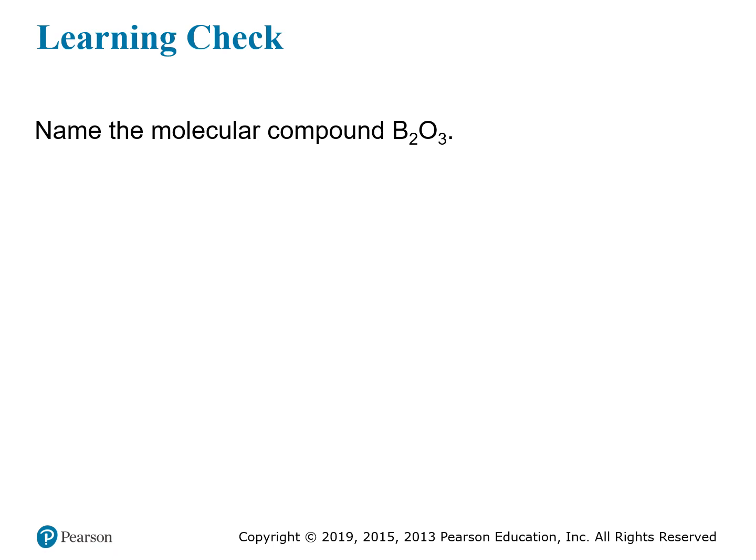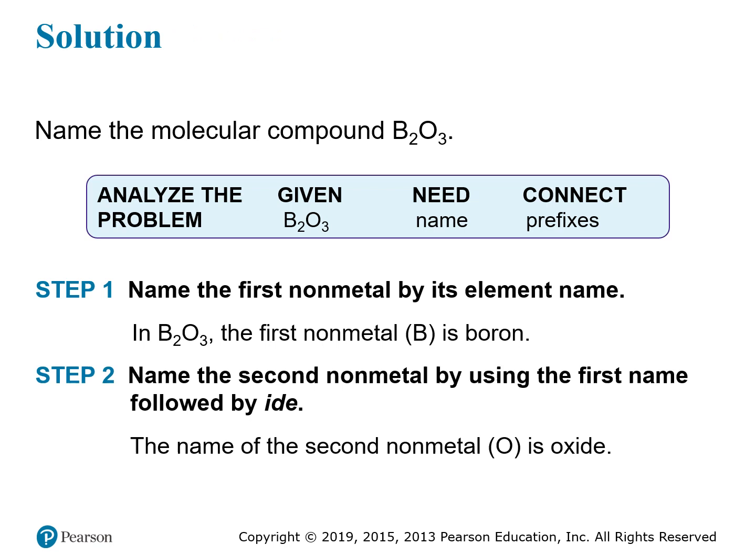Let's try another example. Now we want to give the name for the molecular compound with the formula B2O3. And so we can analyze this the same way. We have a chemical formula with 2 elements. They're both nonmetals, so we can be sure that it's a molecular or covalent compound. It's always a good idea to check that ahead of time to make sure you're following the correct rules.